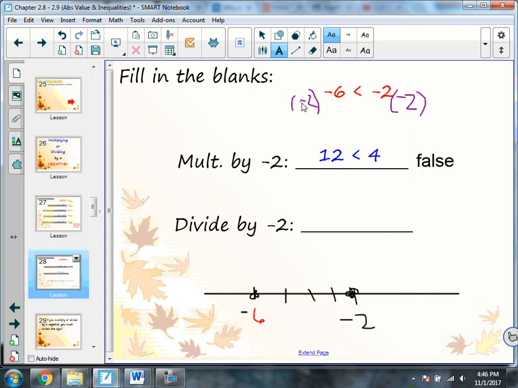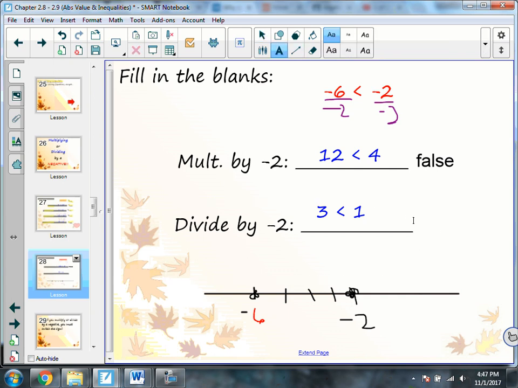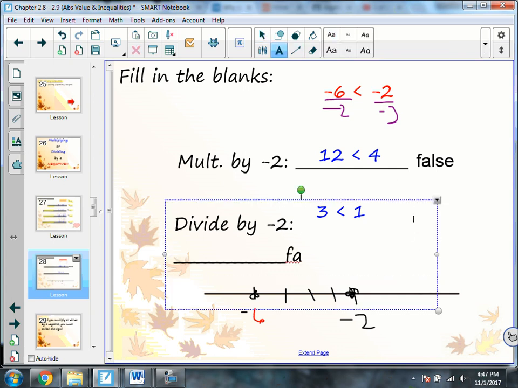And what if I take my original inequality and I divide both sides by a negative value? If I divide, 6 divided by negative 2 is 3, is less than 2 divided by negative 2 is 1. Well, 3 is not less than 1, so that is false as well.